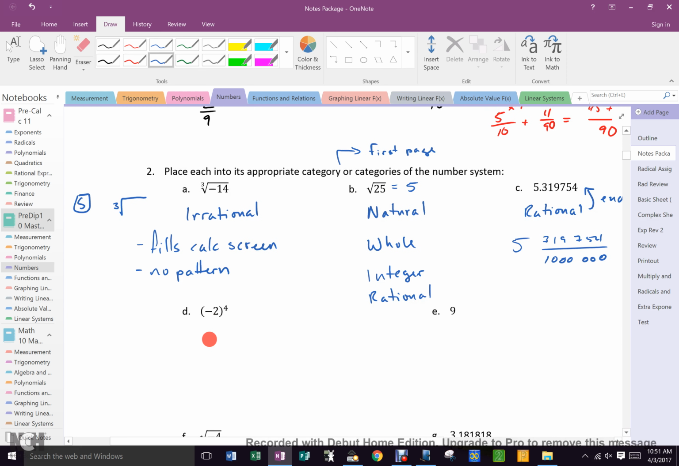What's this one? You knew how to do this in grade 9. This level of exponent was taught to you in grade 9. What's the answer here? Positive 16. What groups does that fit into? Natural. Once I write natural, does that automatically cover everything else? Yes. Everybody cool? What about 9? Natural.